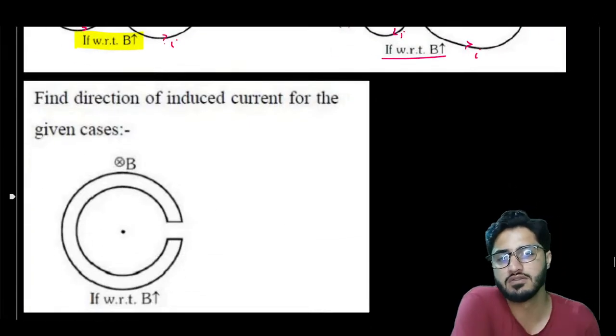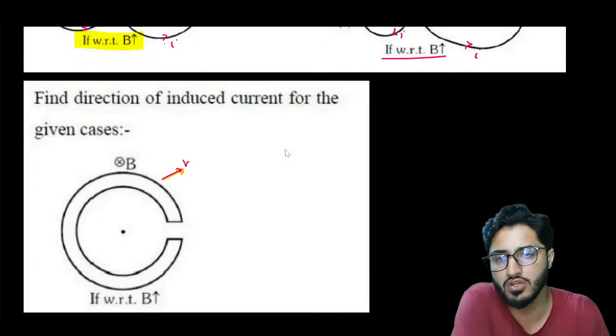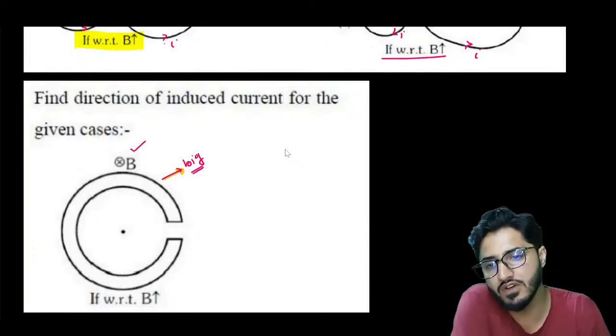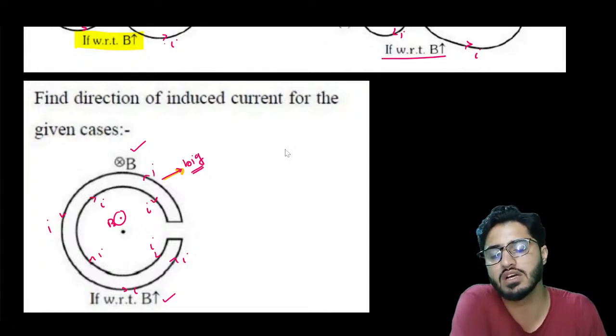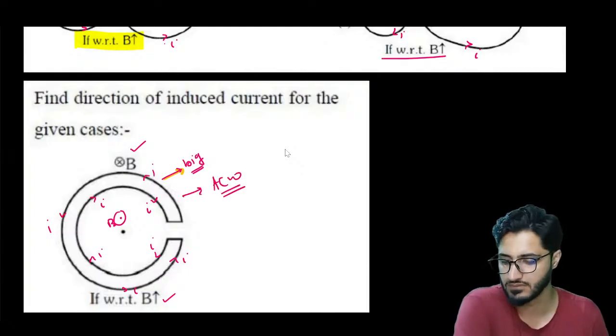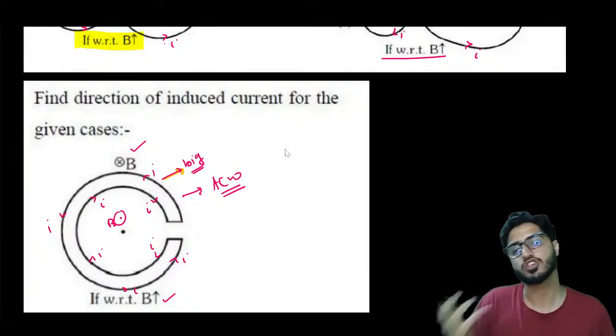Okay, this one now. Look, this one is a big loop. So we need to consider only this big loop. If B is inwards and B is increasing, so here my B should be outward, that is, it should be anti-clockwise. But the internal one will be clockwise. Don't consider the inner one. So my answer is what? Anti-clockwise.